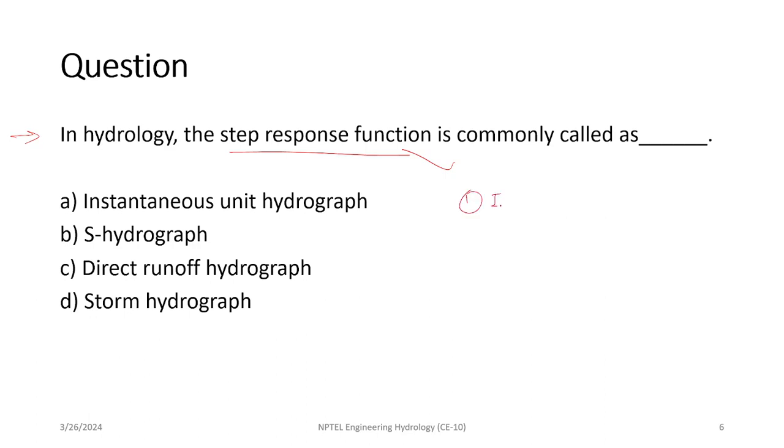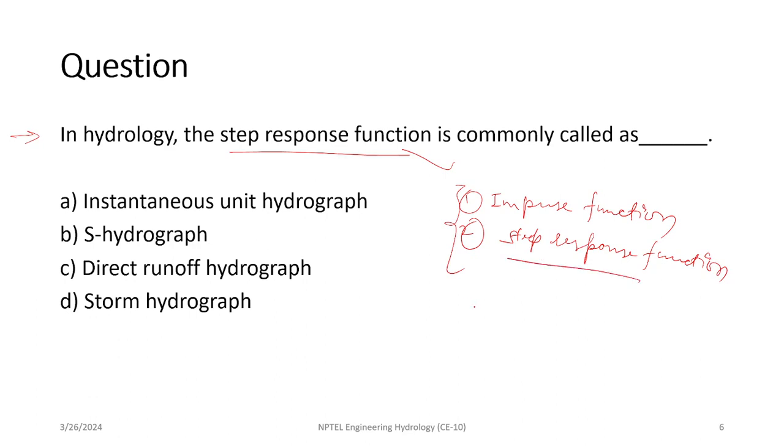functions. One was what? That was an impulse function. Okay, and then another one was what? That was a step response function. Can anyone tell me what is the relation between both of them? While we were solving one of the problems, we tried to look upon the relation between them. Does anyone remember what was the relation?